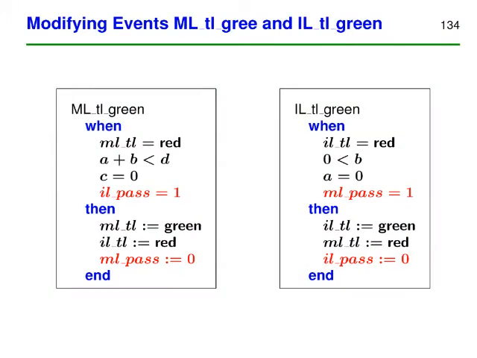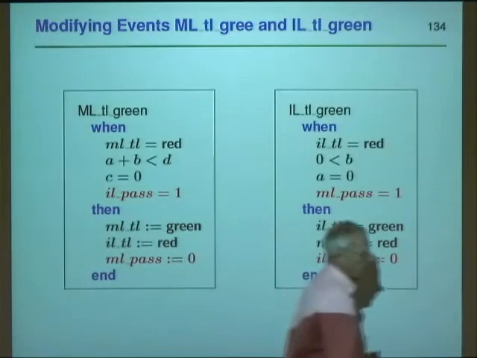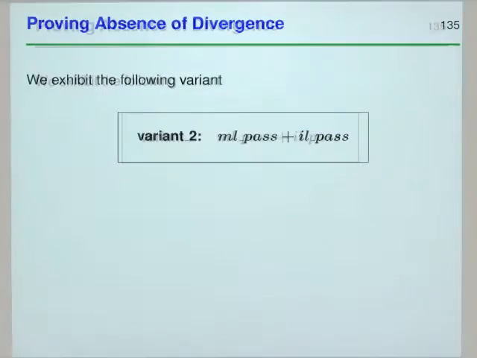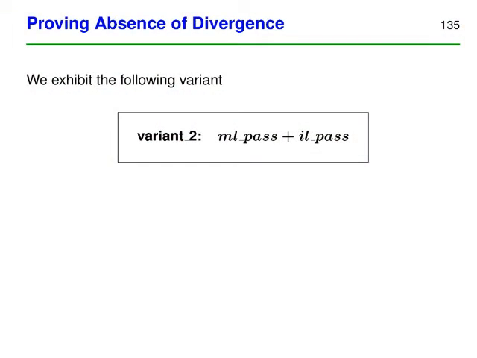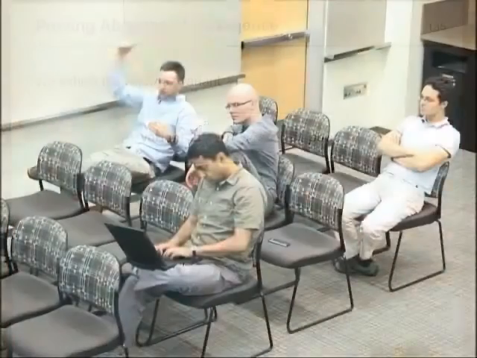And then for MLTL green, we introduce these two things here. And then we can exhibit a variant, which is ML pass plus IL pass. Yeah? So I understand why you're doing this. But in practice, this would not be a good solution, obviously, right? Because it means a car would have to wait forever until some other car comes in the other direction, right?